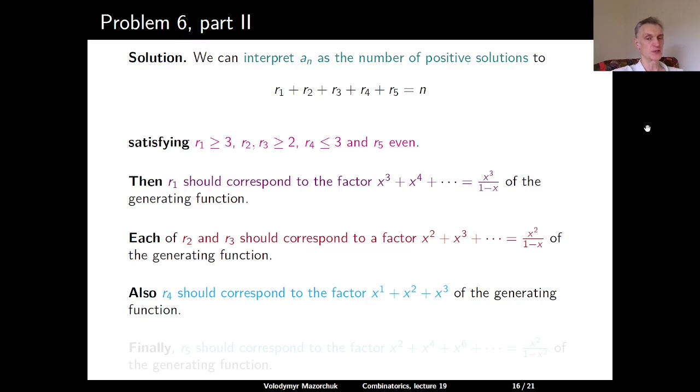So R4 should correspond to x plus x squared plus x to the power 3. And R5 should correspond to even powers of x. So it's x to the power 2 plus x to the power 4 plus and so on. And this we can write as x squared divided by 1 minus x squared.